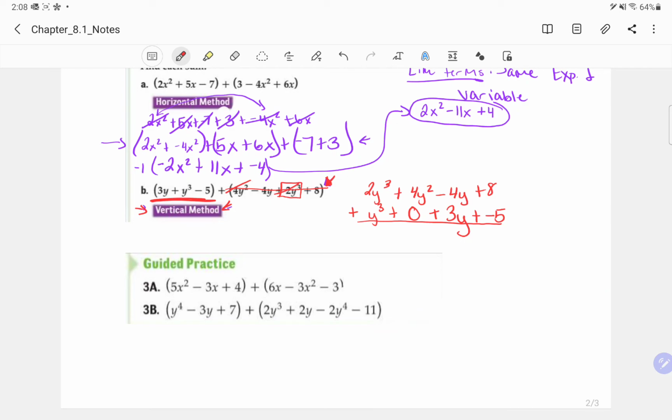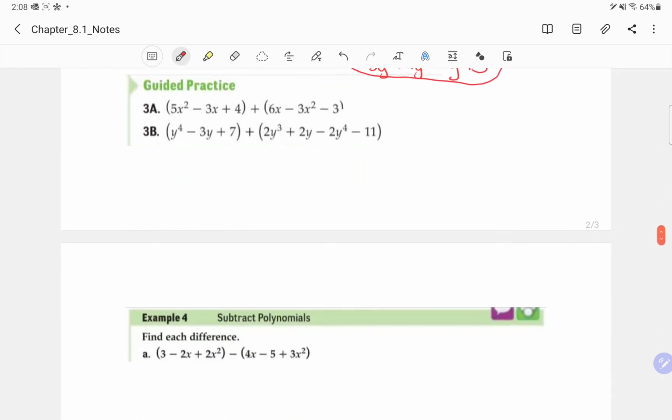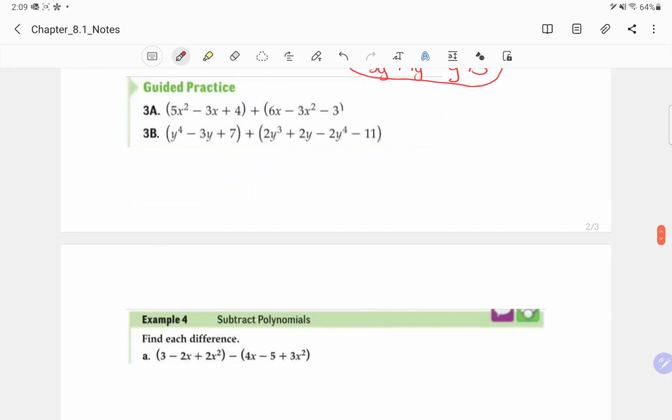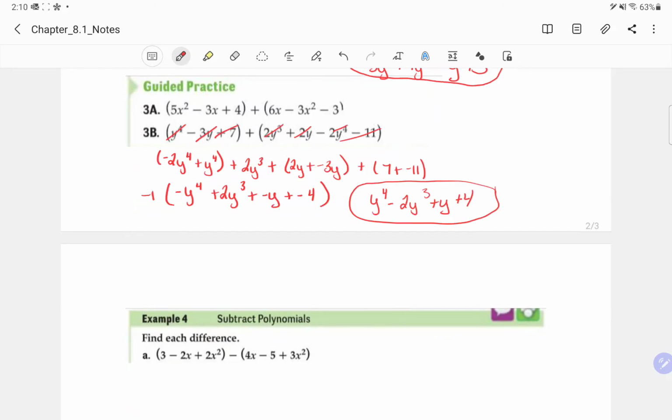All right, so add these things together. 2y cubed plus y cubed gives me 3y cubed, plus this becomes just 4y squared, minus -4y plus 3y becomes -y, and then 8 plus -5 becomes +3, and there would be your answer. All right. Just try 3b. If you can do 3b, that means you can handle 3a, and then check back in to see if you get it correct.